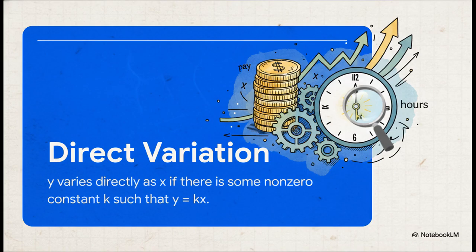Now, y and x, those are the things that change, like your paycheck and the hours you worked. But k is the magic number. It's the constant, the thing that doesn't change. In our job example, k is just your hourly wage. It's the rule that connects everything.